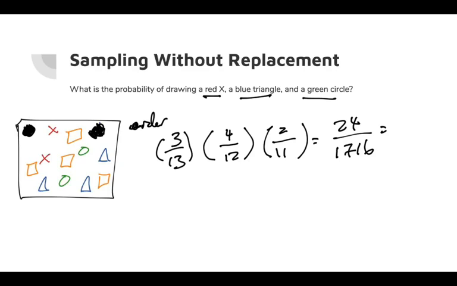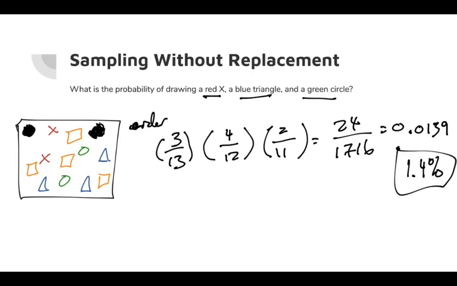24 divided by 1,716 is 0.0139. Okay. Or, right, a 1.4% chance, if I round a little bit, of reaching in, sampling without replacement, to draw a red X, a blue triangle, and a green circle in that particular order. Okay, if I have to draw it out in that order.